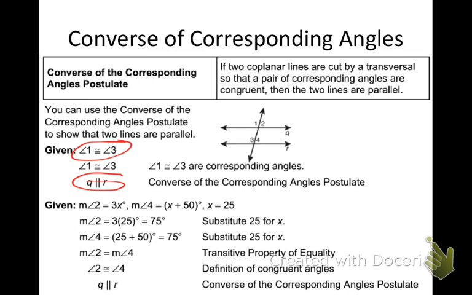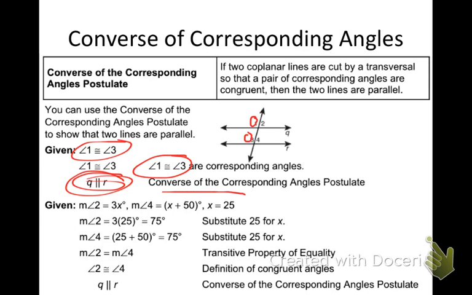All right? So for instance here, I have angles 1 and 3. Well, angles 1 and 3, as we see, are corresponding angles. Okay? If the corresponding angles are congruent, then the two lines are going to be parallel. It's just kind of going backwards through that thinking.